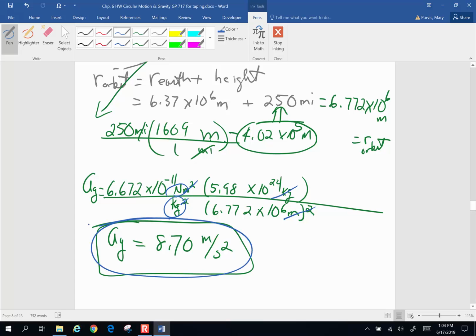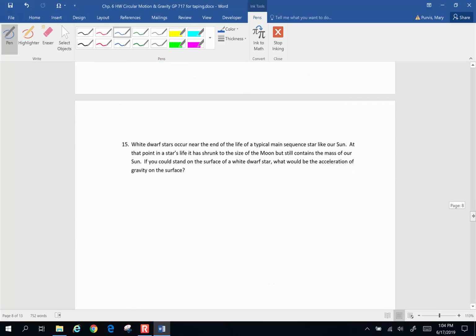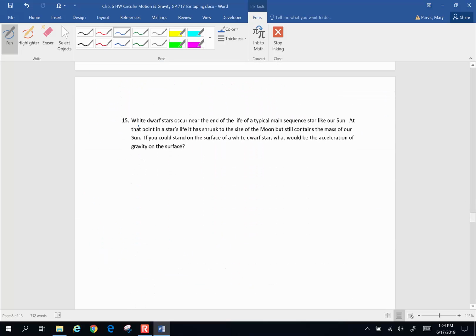All right, I think I've got time for one more, so let's try and do 15. White dwarf stars occur near the end of the life of a typical main sequence star like our sun. At that point in the star's life, it has shrunk to the size of the moon, but still contains the mass of our sun. If you could stand on the surface of a white dwarf star, what would be the acceleration of gravity on the surface? Wowza, it's going to be big.